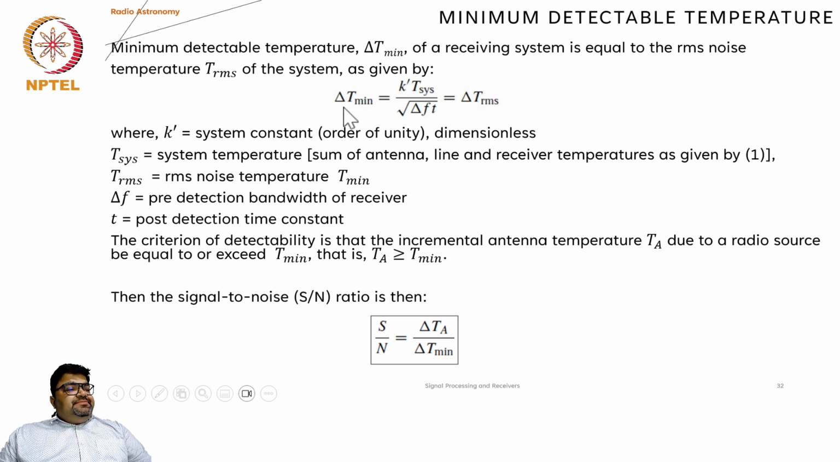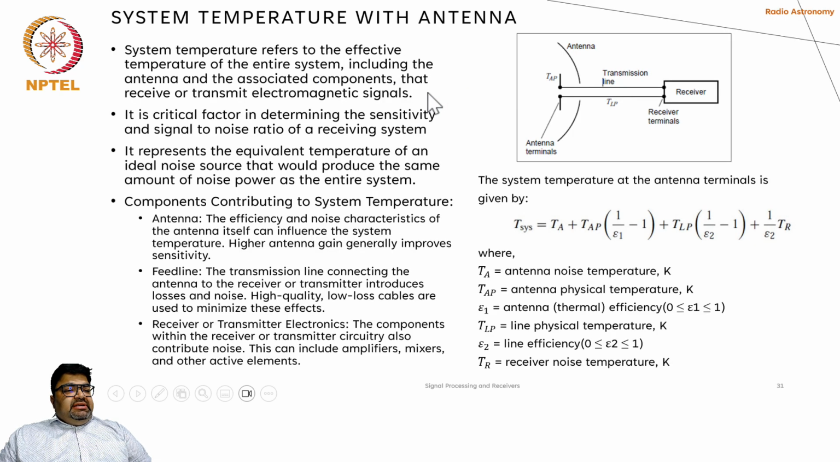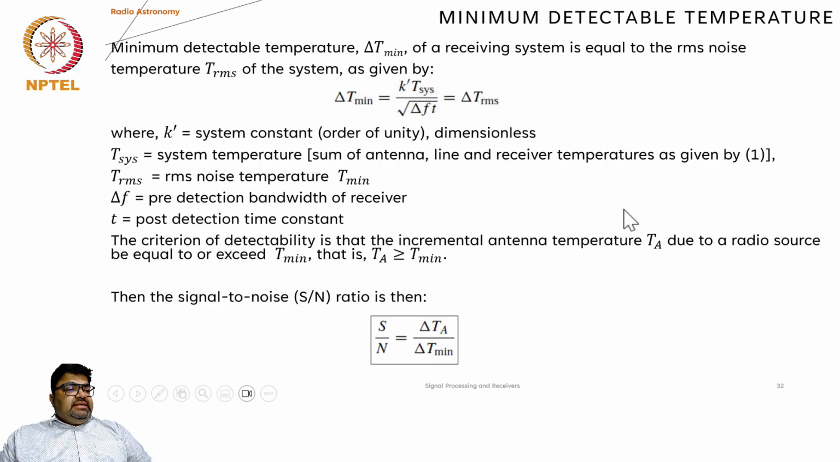But what this says is that the minimum detectable temperature is a function of the system temperature, which is given in the previous one. More detail can also be shared in the coming weeks. The essence will be the same, but there will be more components added to this system temperature explicitly. So system temperature is in the numerator. As system temperature rises, the delta T min also rises. So the minimum detectable temperature rises. That means sensitivity deteriorates. So T system has to be low to increase sensitivity.